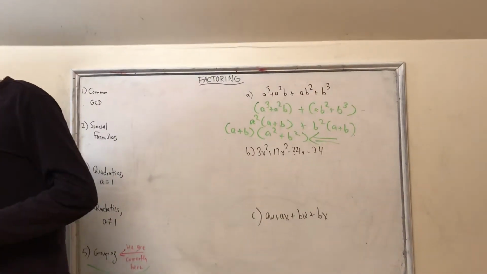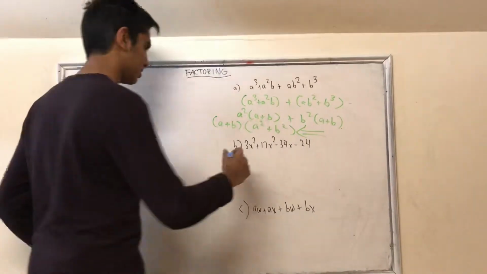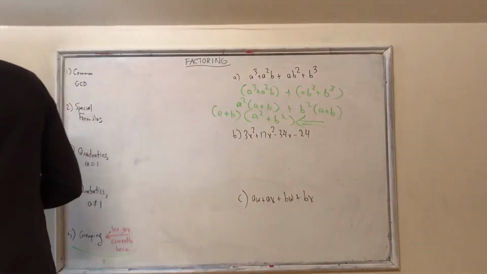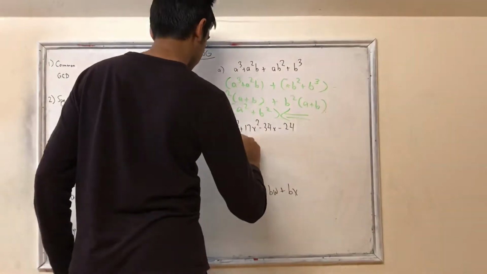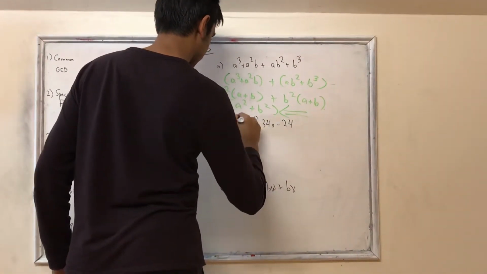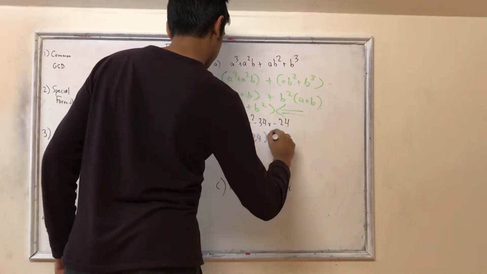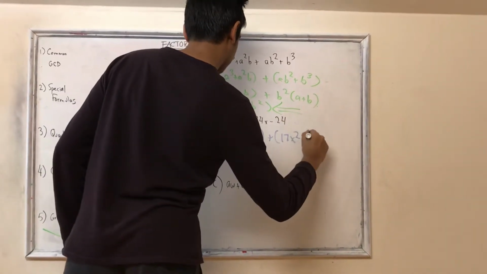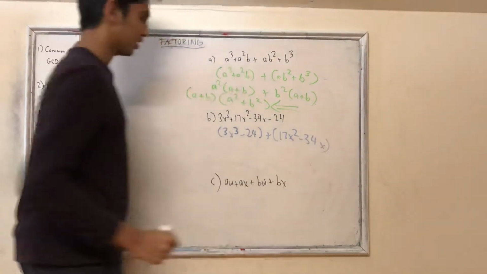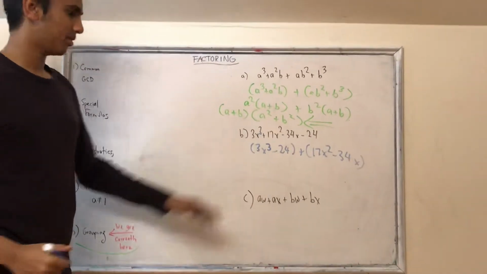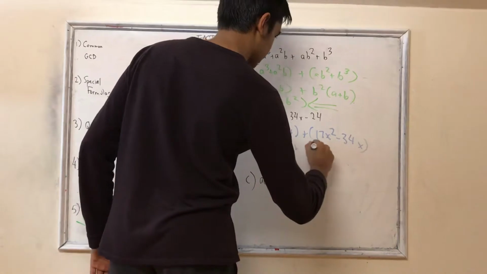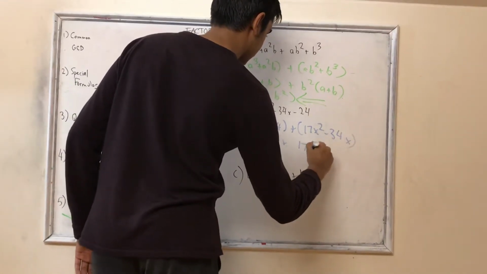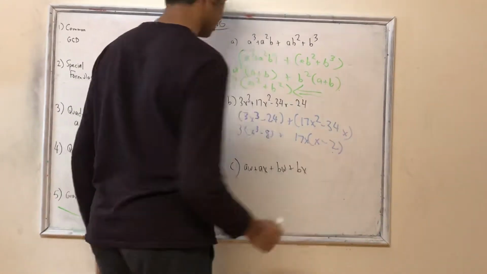So what happens is we get 3x cubed minus 24, alright, this should be cubed, plus 17x squared minus 34x. So this becomes 3 times x cubed minus 8 plus 17 times x times x minus 2.